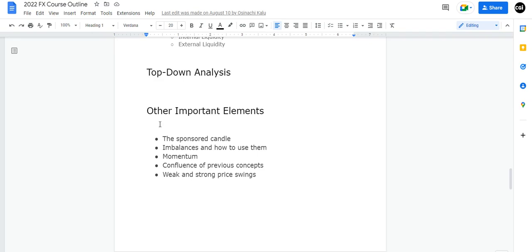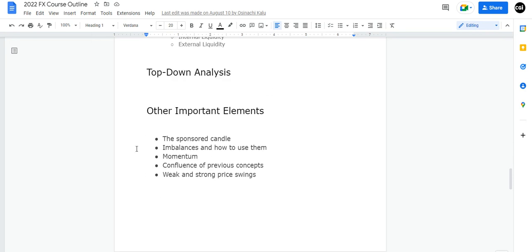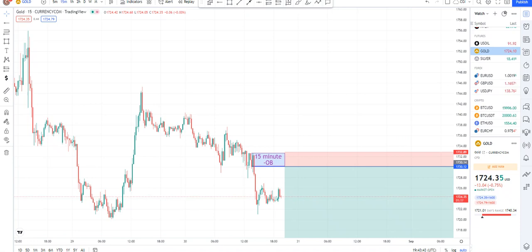Or let me check the outline. Imbalances. I think I'll stop here today because I was already pretty tired before the class, and I don't know, somehow I have energy at this point. But let's not do too much today. Let's just take our questions and close the meeting.